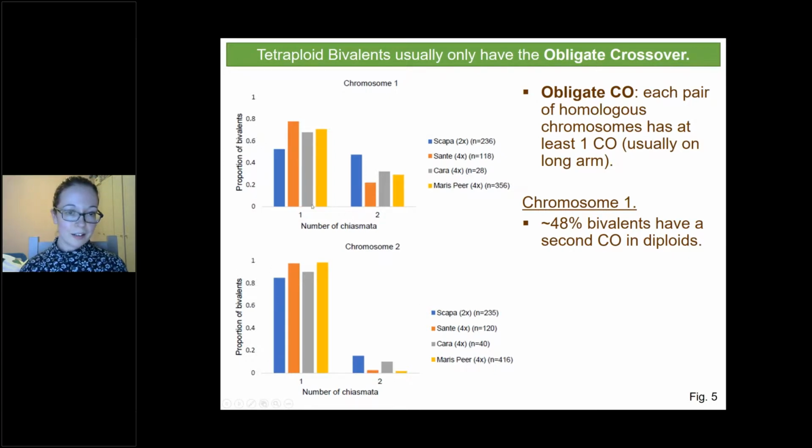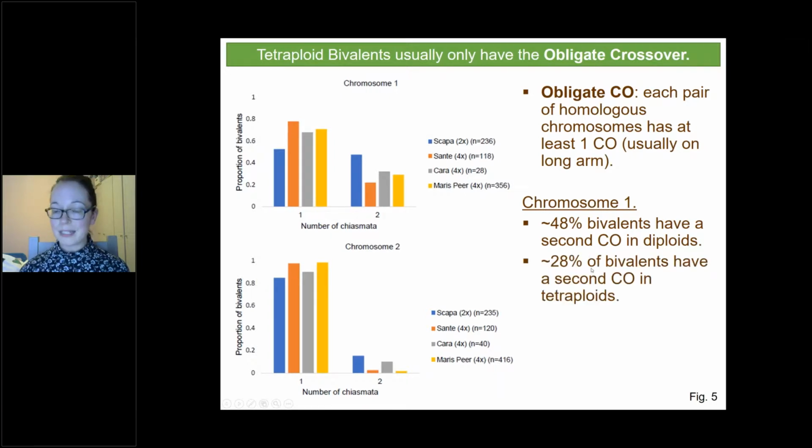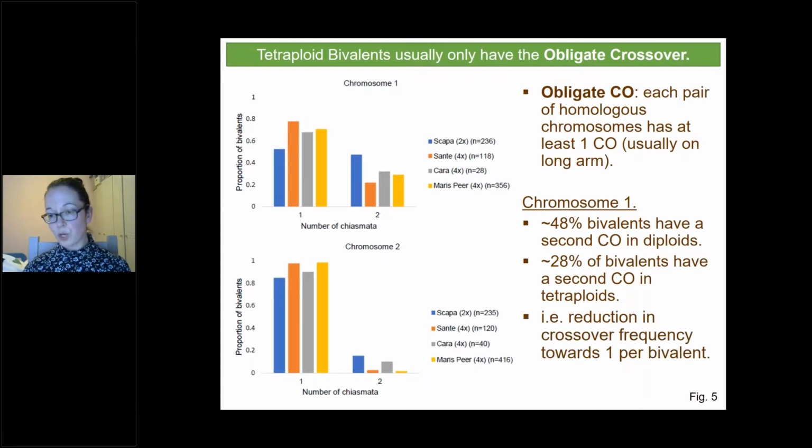So here you can see there's much fewer, around 28% across all the tetraploids, of the bivalents that actually have a second crossover. So there's this tendency in the tetraploids for the bivalents to have only one crossover, and much more rarely will they have a second one. So the overall crossover frequency is tending towards just 1 for each bivalent. And the pattern is the same for chromosome 2 as well.